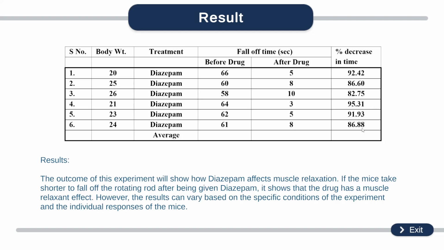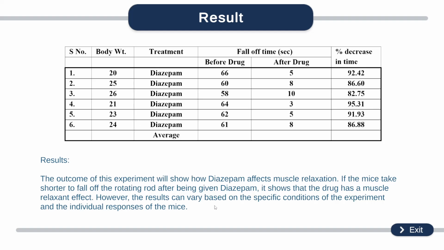This shows the decrease in the fall time of the animal, which shows that the diazepam has shown its effect. The outcome of the experiment shows how diazepam affects muscle relaxation. We have observed that if the mice take a shorter time to fall off the rotating rod after being given diazepam, it shows that the drug has a muscle relaxant effect. So we have observed that our diazepam drug has a muscle relaxant effect.